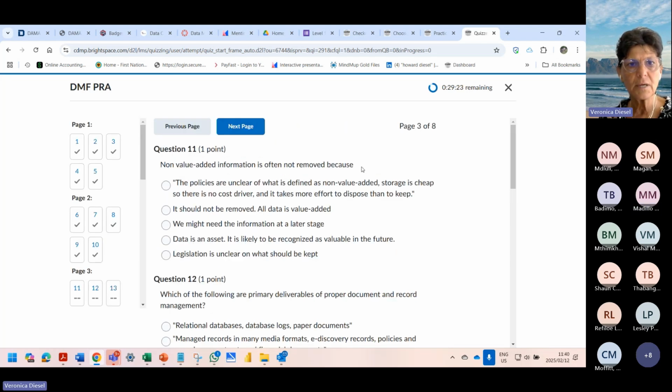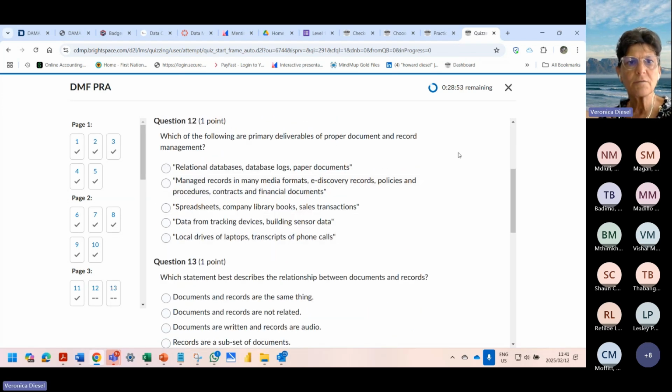And this is also a DMBOK 1 question. Non-value added information is often not removed because we might need the information at a later stage. I would say that, but it's actually this one. So you've got to learn that answer.